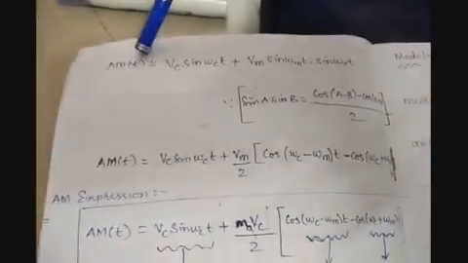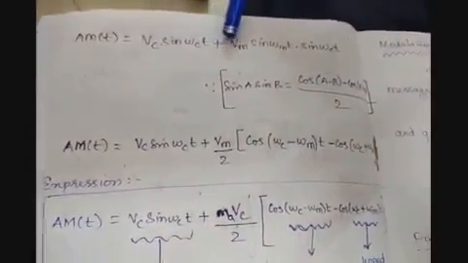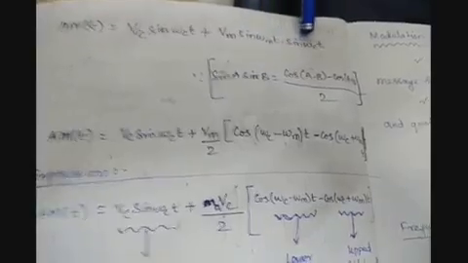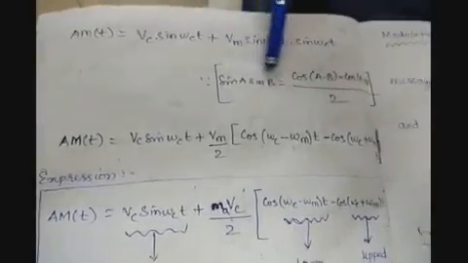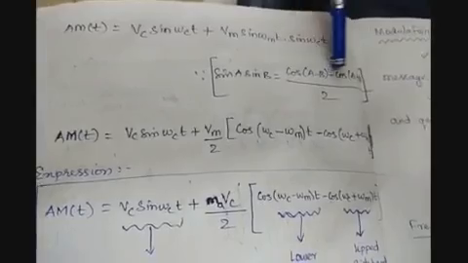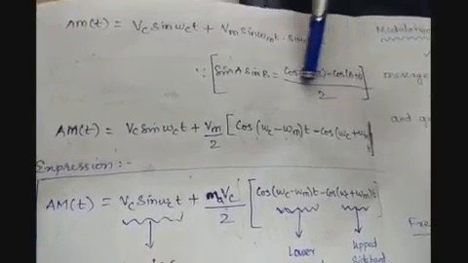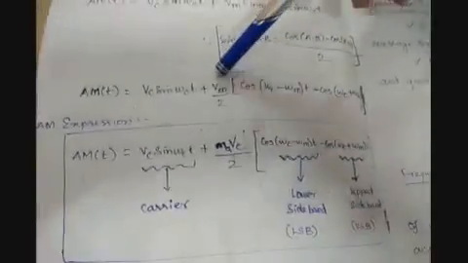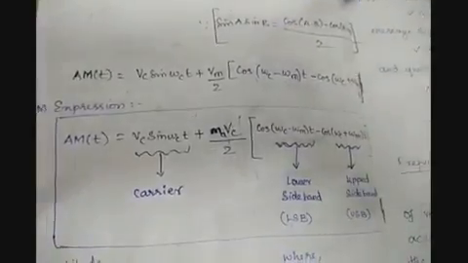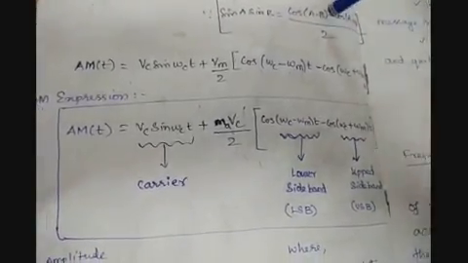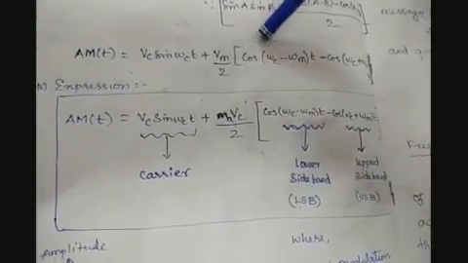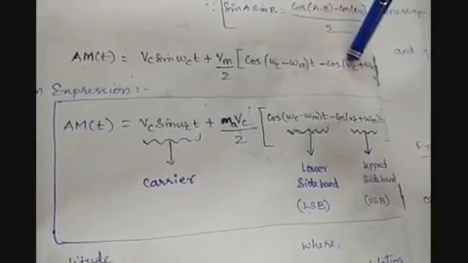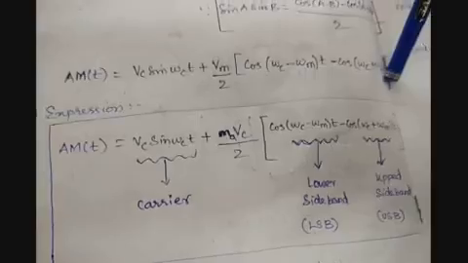So, Am of t is now Vc sin omega c t plus Vm sin omega m t into sin omega c t. So this is in the form of sin A sin B, right? The sin A sin B formula we know: cos(A minus B) minus cos(A plus B), divided by 2. According to this, if I substitute, we will be getting cos of (omega c minus omega m) t minus cos of (omega c plus omega m) t.